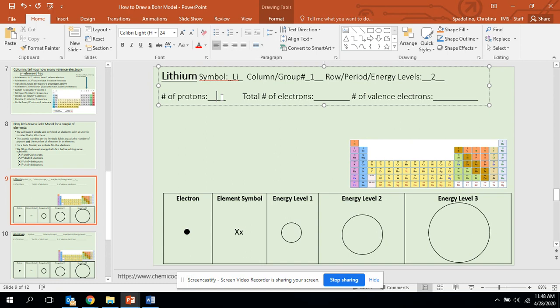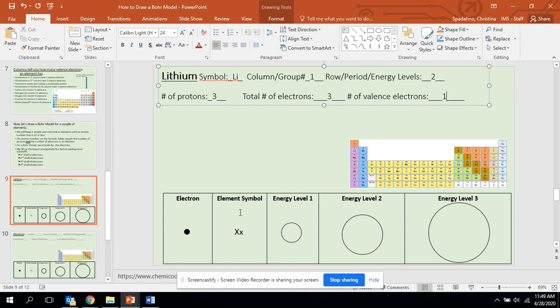Number of protons. How do we find number of protons? Do you remember? That's right, its atomic number tells us that. So lithium is atomic number 3, which means lithium has 3 protons. Total number of electrons? Well, that's going to be the same as the number of protons. Three. And then valence electrons. How many valence electrons does lithium have? Well, it's in column 1, so that means it has 1 valence electron. You seeing a little pattern here?